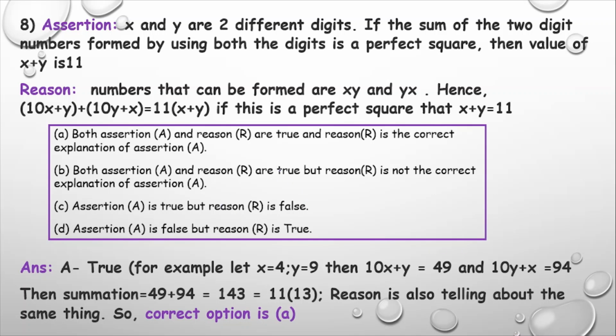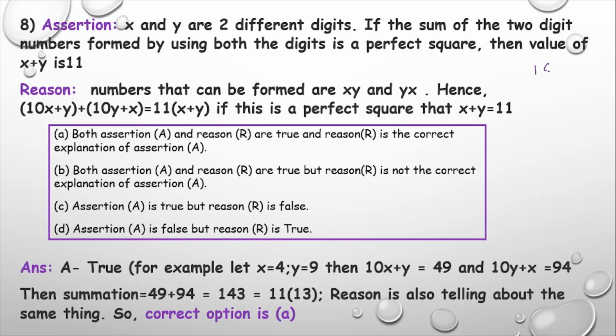Question 8. Assertion: x and y are two different digits, for example, 2 and 3, or 4 and 5. If the sum of the two-digit numbers formed by using both the digits is a perfect square. For example, 16 is a perfect square because 4 fours are 16. Right? 5 fives are 25.